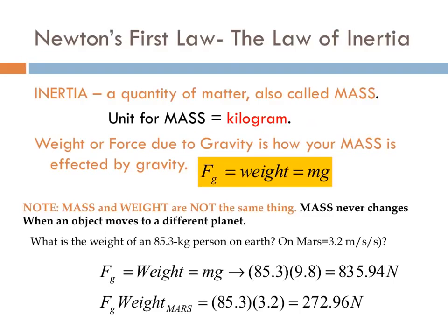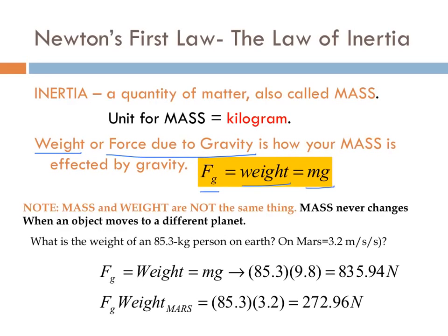Newton's first law is the law of inertia. Remember that inertia is a resistance to change in motion. This has to do with the mass of an object. Remember that weight, or the force due to gravity, is how your mass is affected by gravity. So, force of gravity, weight, all of this is equal to mass times gravity.